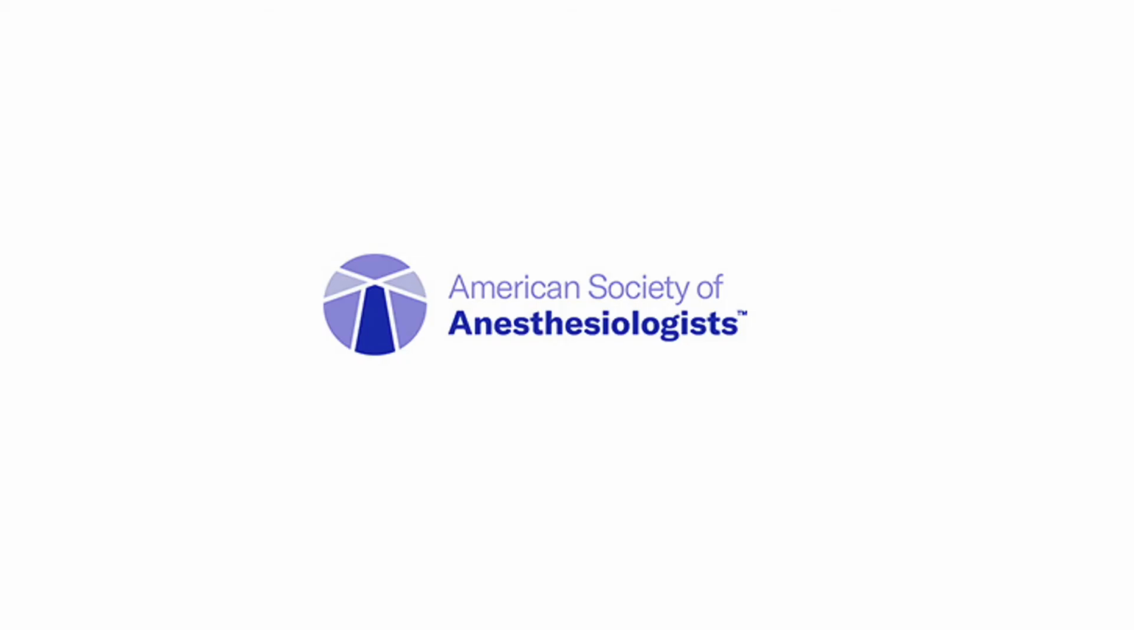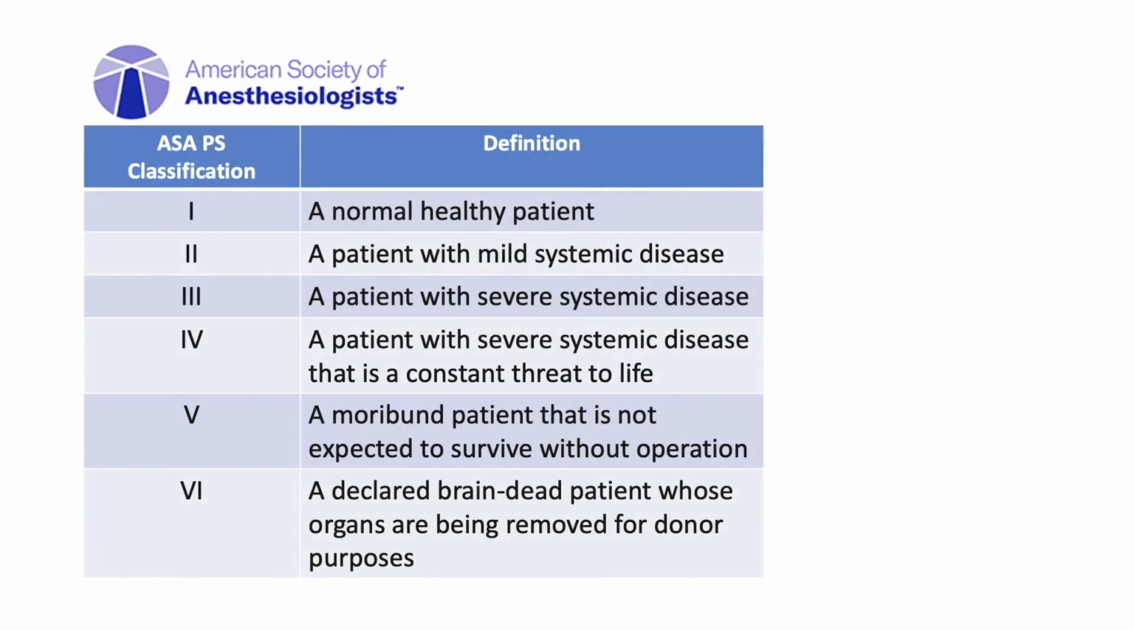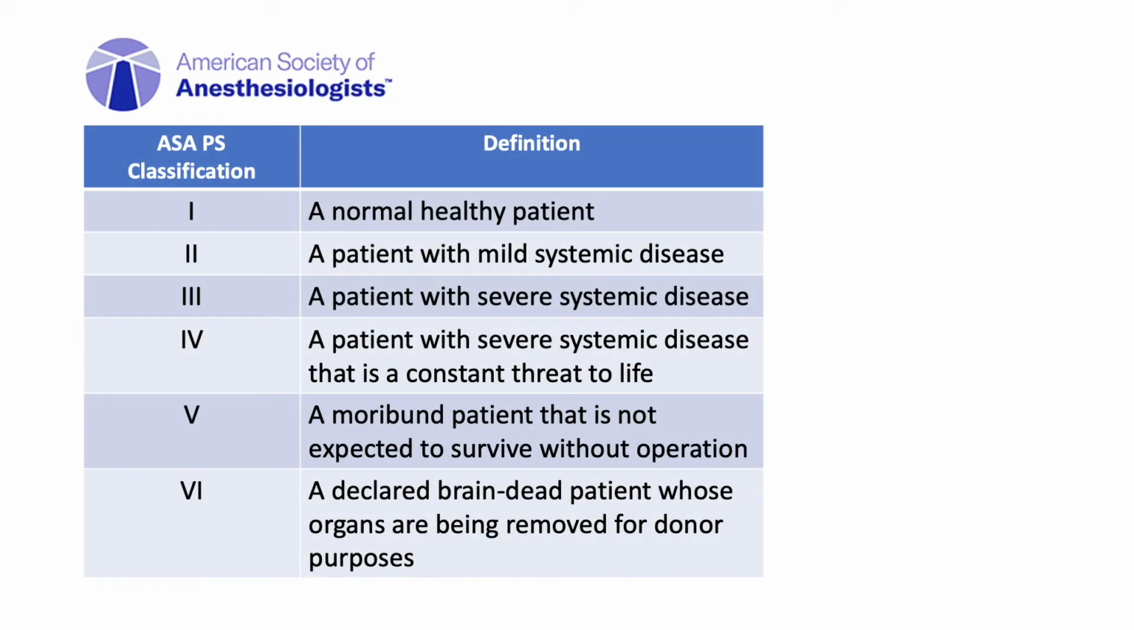So the most common tool we use to stratify surgical patients is the one formulated by the American Society of Anesthesiologists, which is the ASA Physical Status Classification. They classify it from 1 to 6, plus E for emergency cases, 1 being for normal healthy patients, 2 a patient with mild systemic disease, 3, patient with severe systemic disease, and so forth until you reach physical status 6.